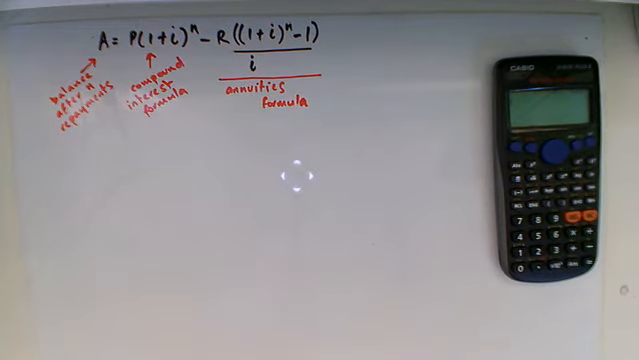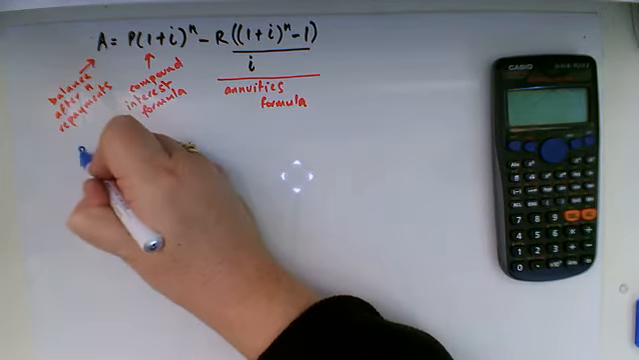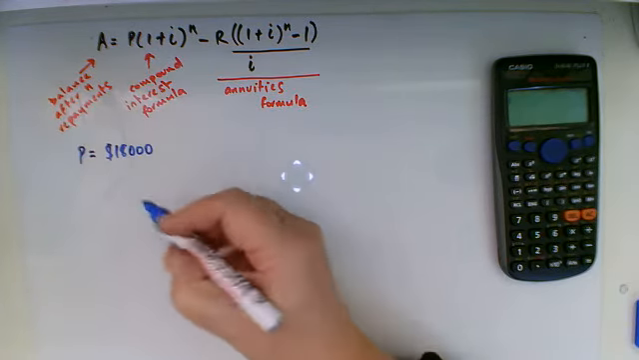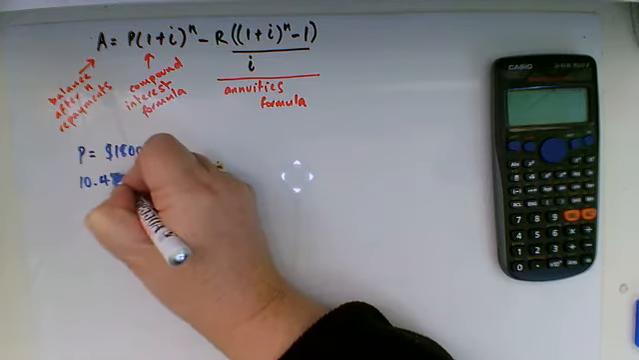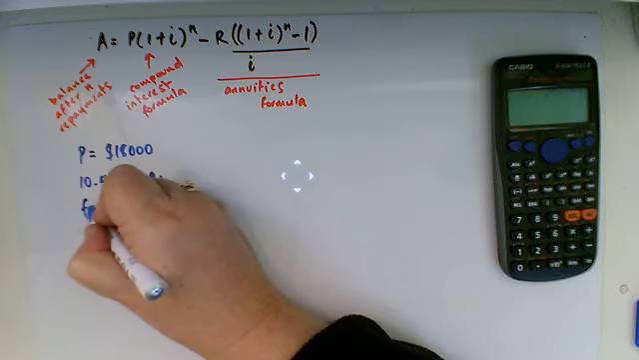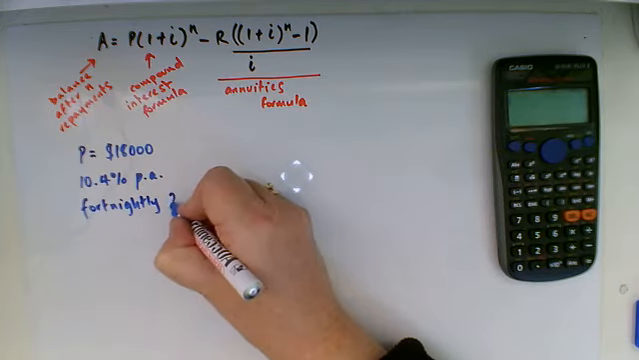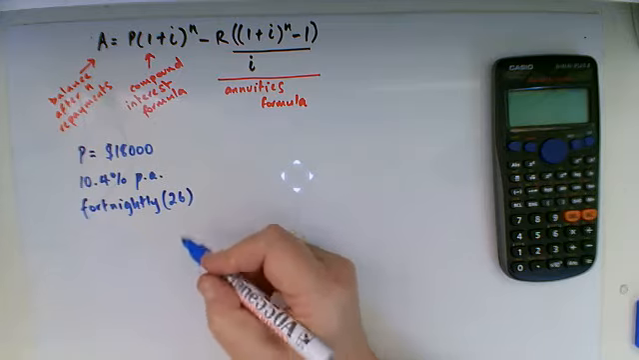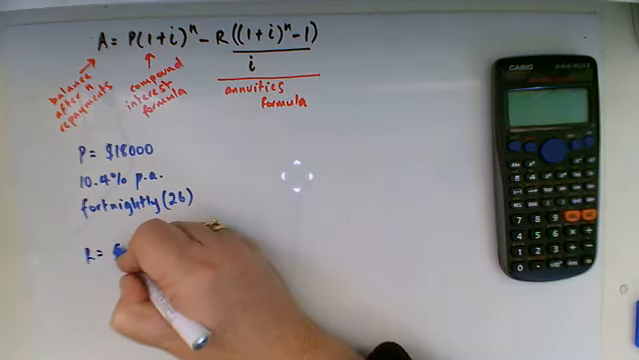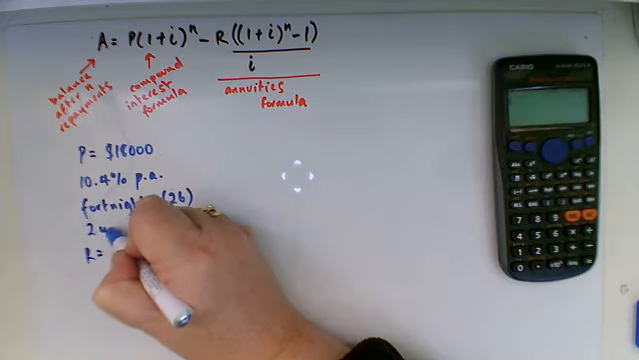So now let's take the information out from the question. We know that the car loan, that's the principal, is worth $18,000. The interest rate is 10.4% per annum. Please make note of that. Compounding fortnightly. Fortnightly is every 2 weeks, and there are 26 fortnights in a year. Repayments equals $300. And we are talking about 2 years.